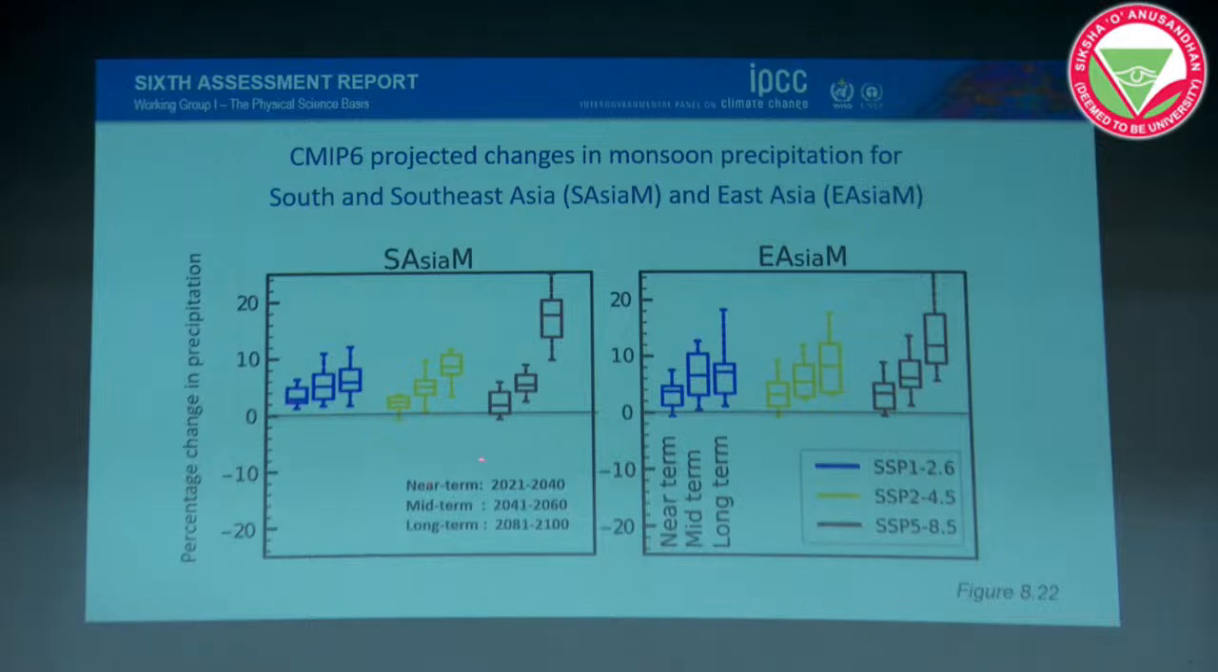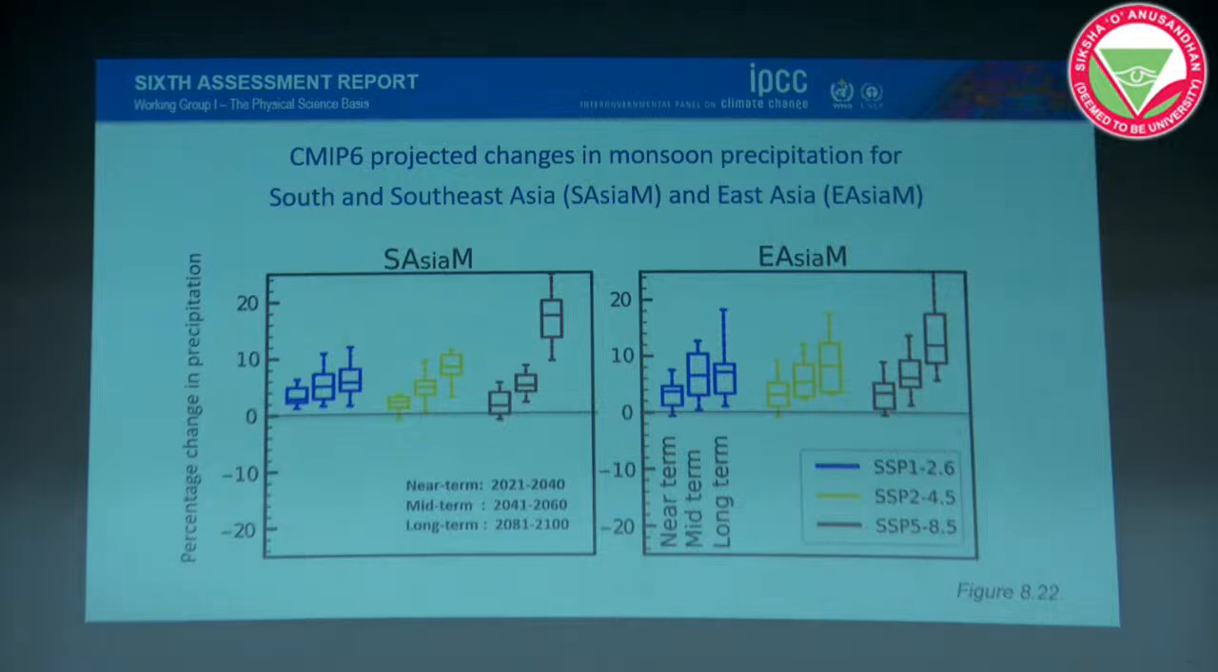So as it continues in the future, the monsoon rainfall will increase, especially in the higher emission scenario. SSP5-8.5 is a high emission scenario. So the mean rainfall increases, but also a lot of variability is there. That's what you have to keep in mind. In the future, this is the near term 21 to 40, mid term 41 to 60, and 81 to 2100 is long term. So rainfall is going to increase in the future, with increasing concentration over South Asia, also over East Asia.